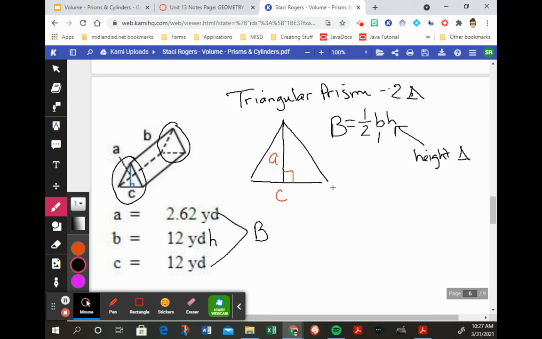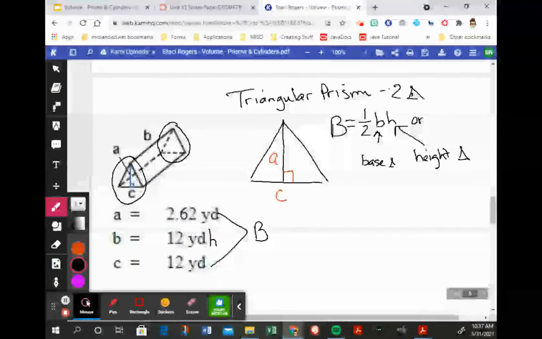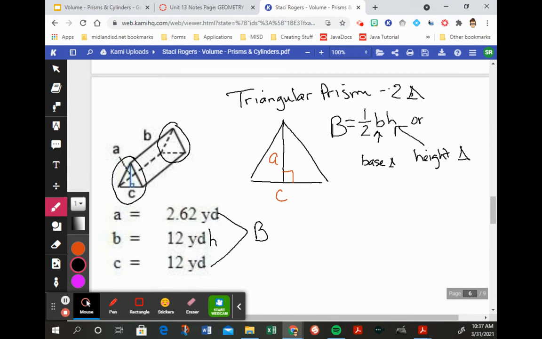And this little b is the base of the triangle. Okay, so here we go. So big B, and I'm going to rewrite it a little bit differently. Okay, so where we were about to plug in and find the other formula for area of a triangle. It is base times height divided by 2. Either one works.